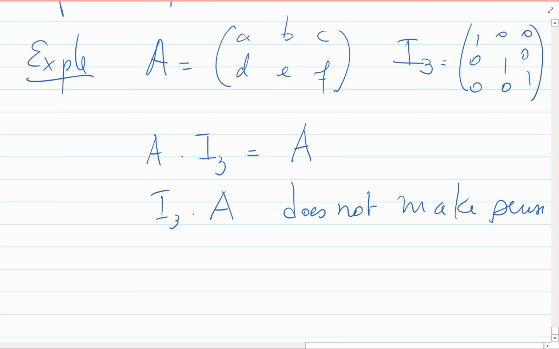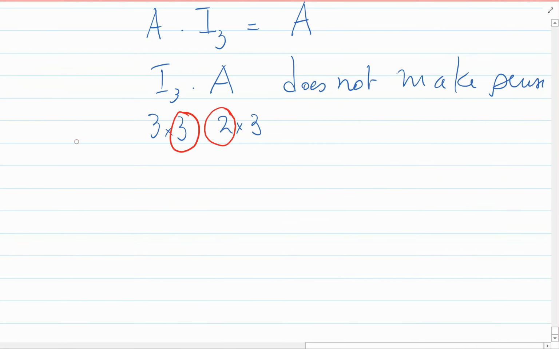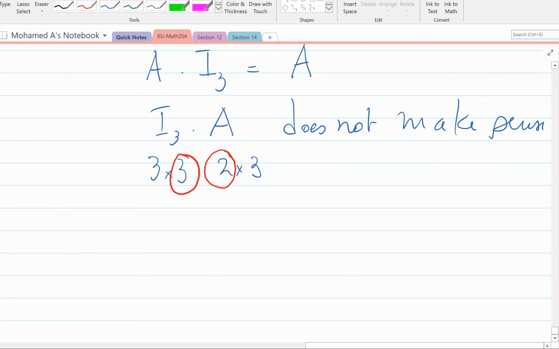So this will be 3. This matrix I3 is 3 by 3, and this one is 2 by 3. So we cannot do the product because, as I said earlier, the number of columns of I3 is not the same as the number of rows of A. So this product does not make sense. We can have one side but not the other. But if A is a square matrix, then the problem is easy.